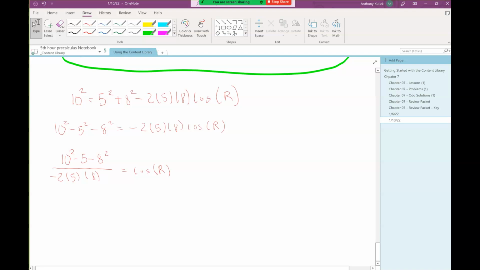So far, so good. How am I going to get rid of that cosine there? Cosine inverse. Very good. Oops, I meant 5 squared, obviously. Okay.